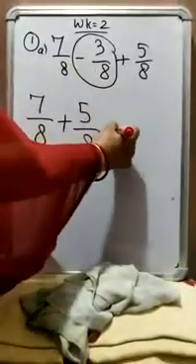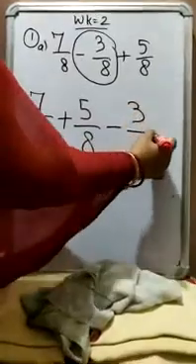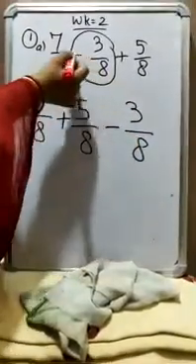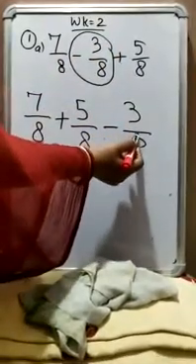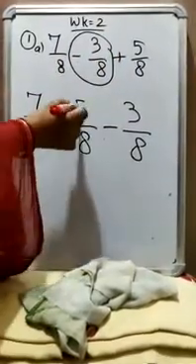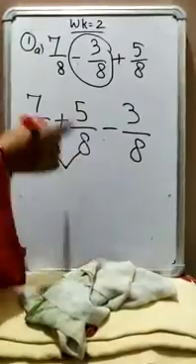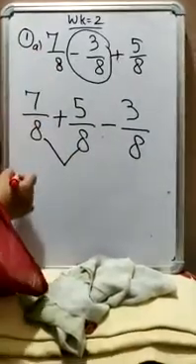So now, minus sign, minus 3 by 8, because the minus sign is written before 3 by 8. So this is minus 3 by 8. We will keep it and write it lastly. Now we have to solve this plus sign first, according to the rule of DMAS. So let us solve it.